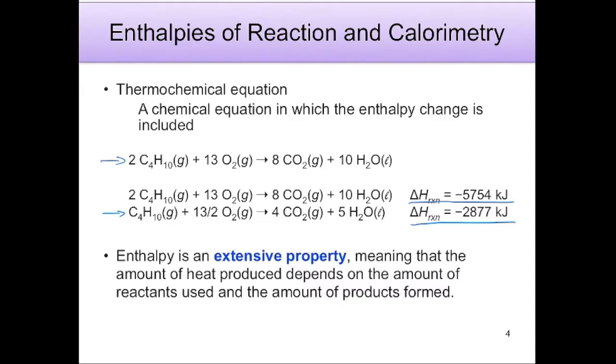So this means that enthalpy is an extensive property, right? You learned about that in General Chemistry 1. I think that might have been in Chapter 1, actually. So the amount of heat produced depends on the amount of reactants used and the amount of products formed.